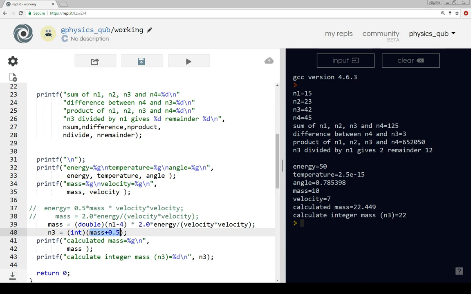Okay, so that's a little bit about how we can use both integers and doubles in the same calculation. We have to think very carefully about whether we're calculating a double here for mass or an integer here for n3, and then here where we have a double on the right hand side, we need to cast it as an integer with this expression. Or here we've got these things which are all doubles on the right hand side, but this is an integer, so we need to cast it as a double with that. Okay.